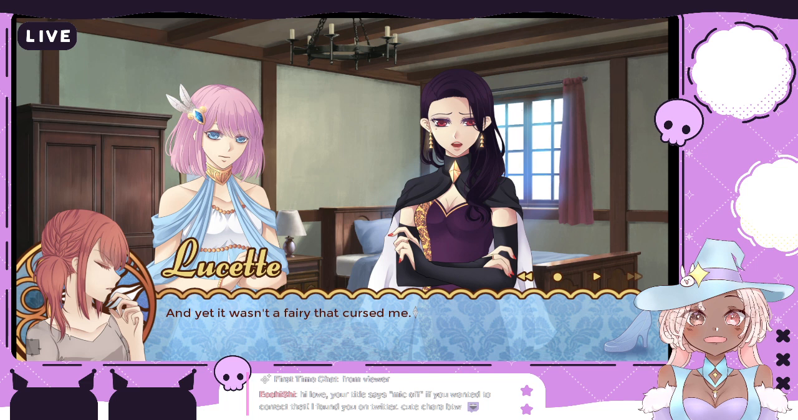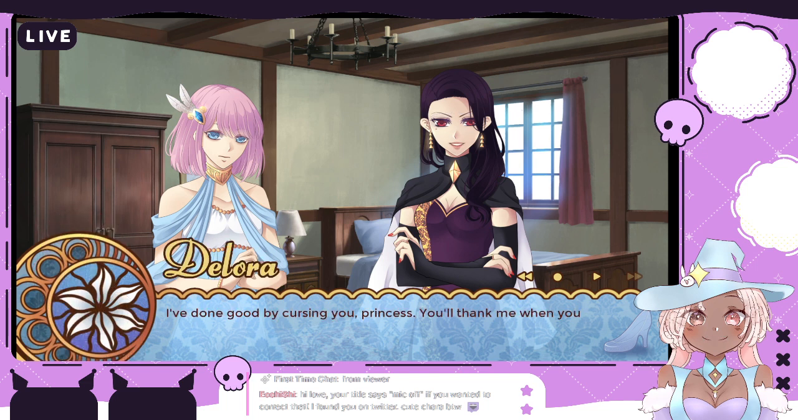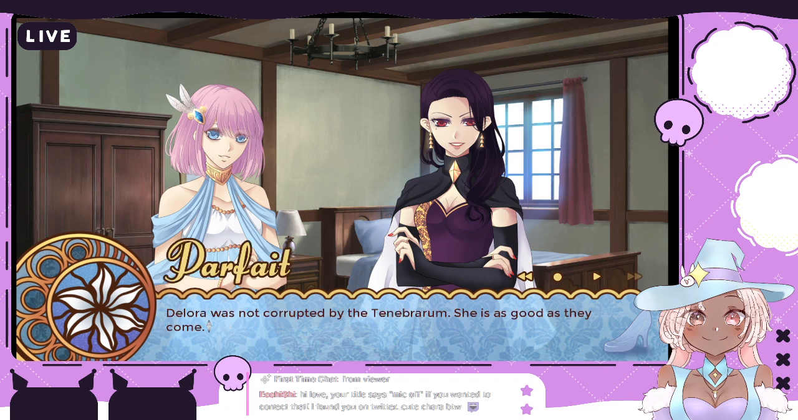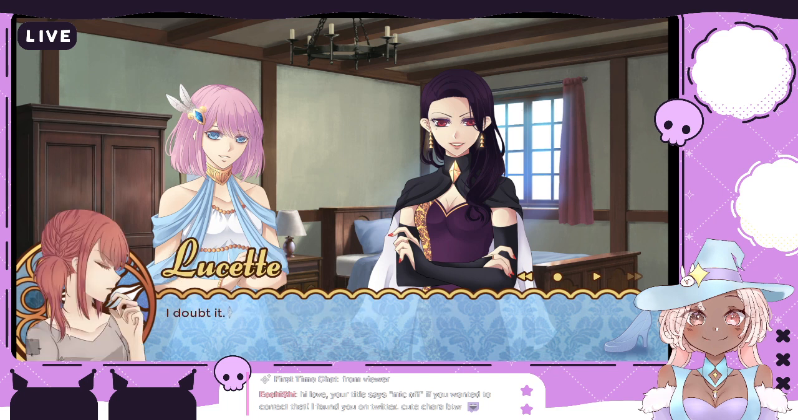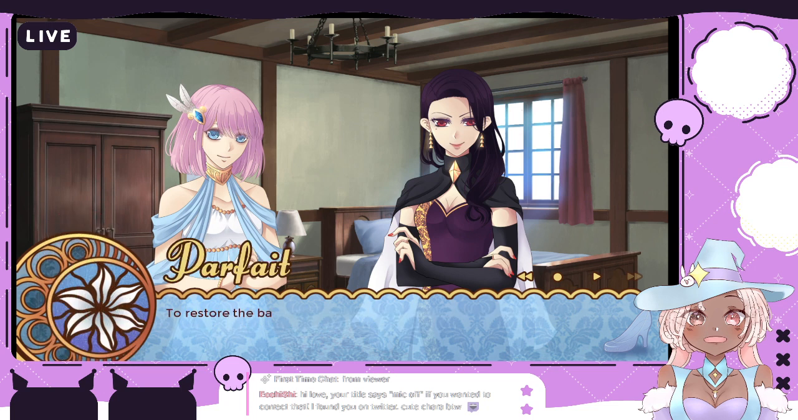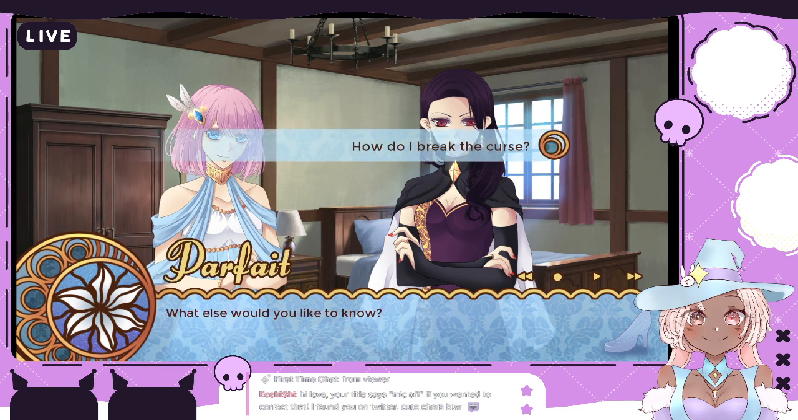And yet it was a fairy that cursed me. I've done good by cursing you, princess. You'll thank me when you've broken it. Dolora was not corrupted by the Tenebrarum. She's as good as they come. Hopefully, you'll come to see that for yourself. I doubt it. Apart from my own inherent goodness, Parfait and I are working together because we have a common goal, which is to restore the balance between darkness and light. What else would you like to know?